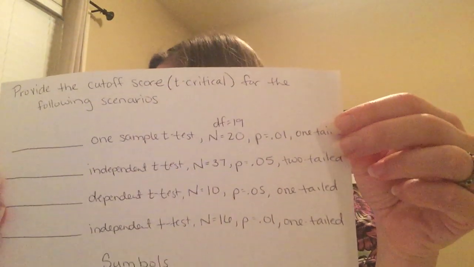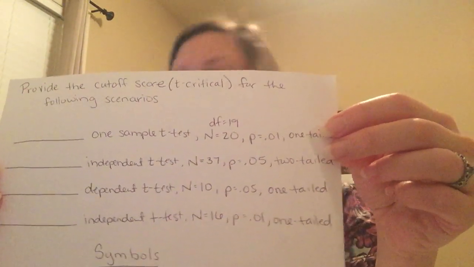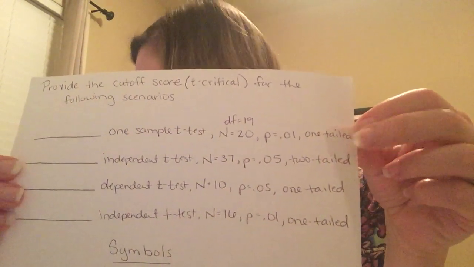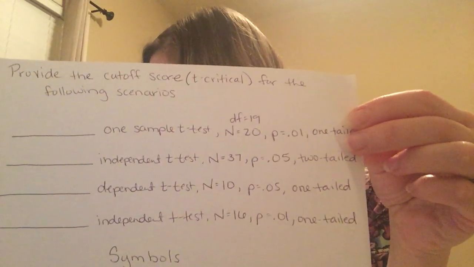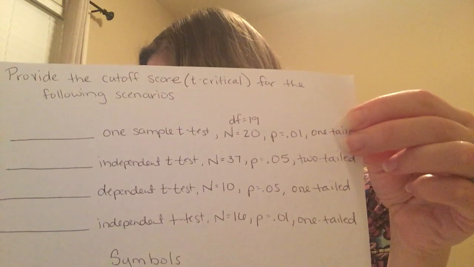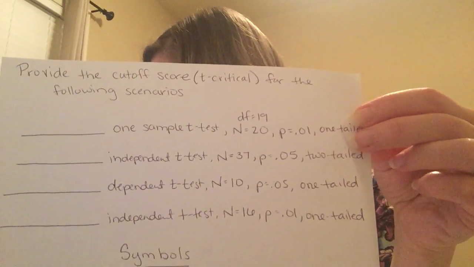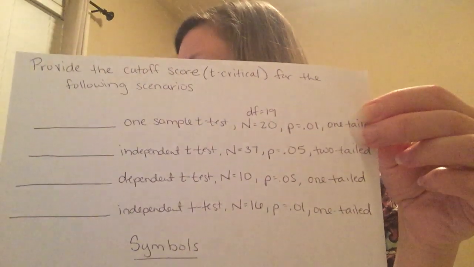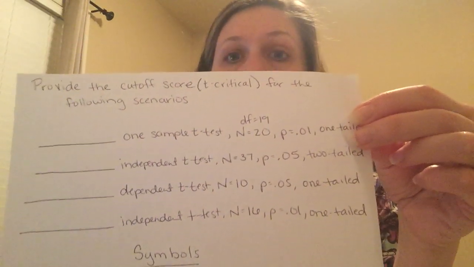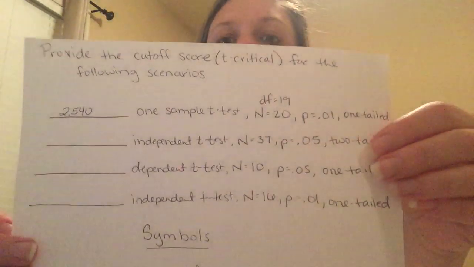So I'm going to kind of just write that in really quick, that we have a degrees of freedom here of 19. Okay. So when you're looking at this, you're looking at the one-tailed section, 0.01, and it looks like the cutoff score for that, for a DF of 19, is going to be 2.54. 2.54. So I'm going to put that in there. All right, beautiful. So that would be my cutoff score.